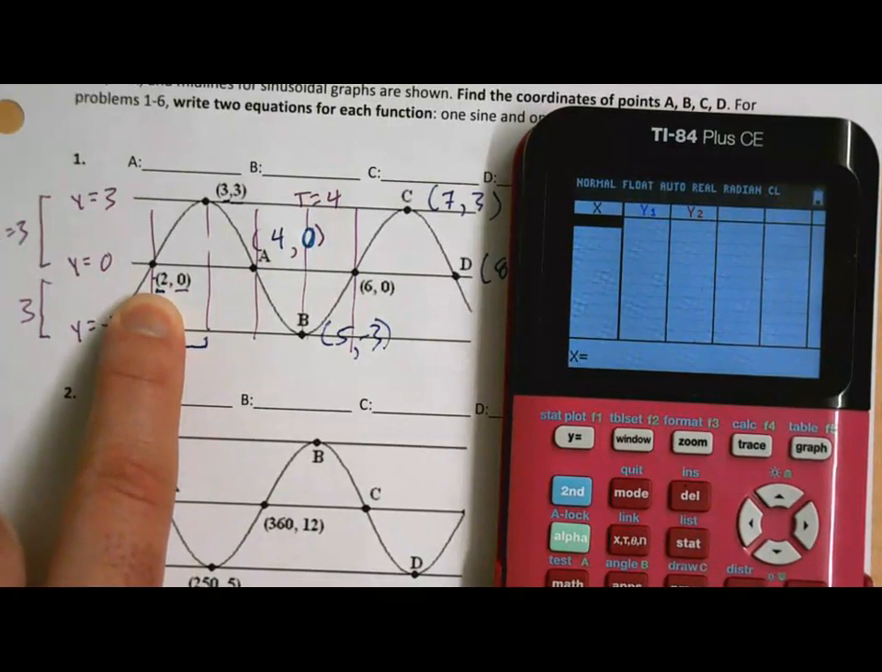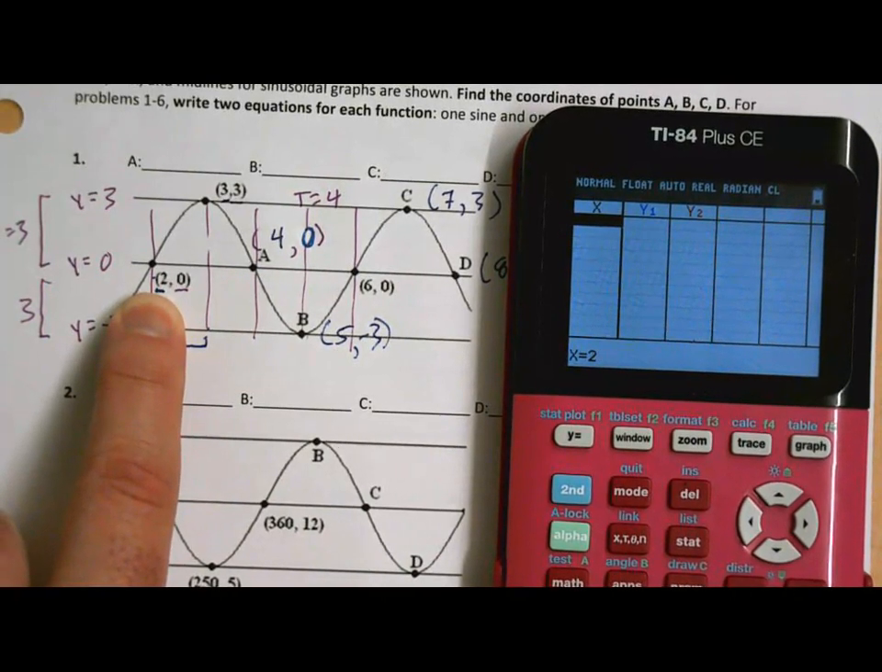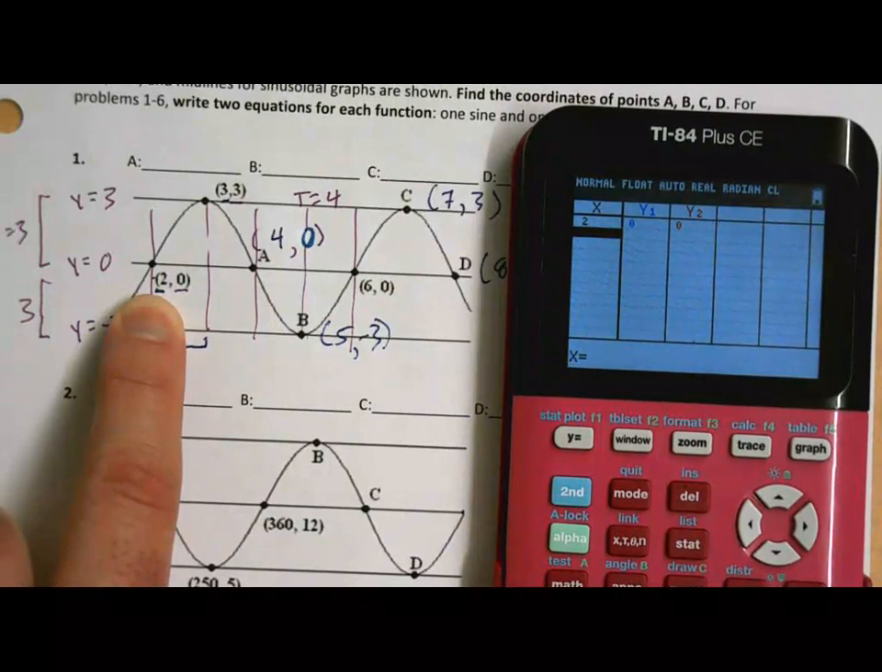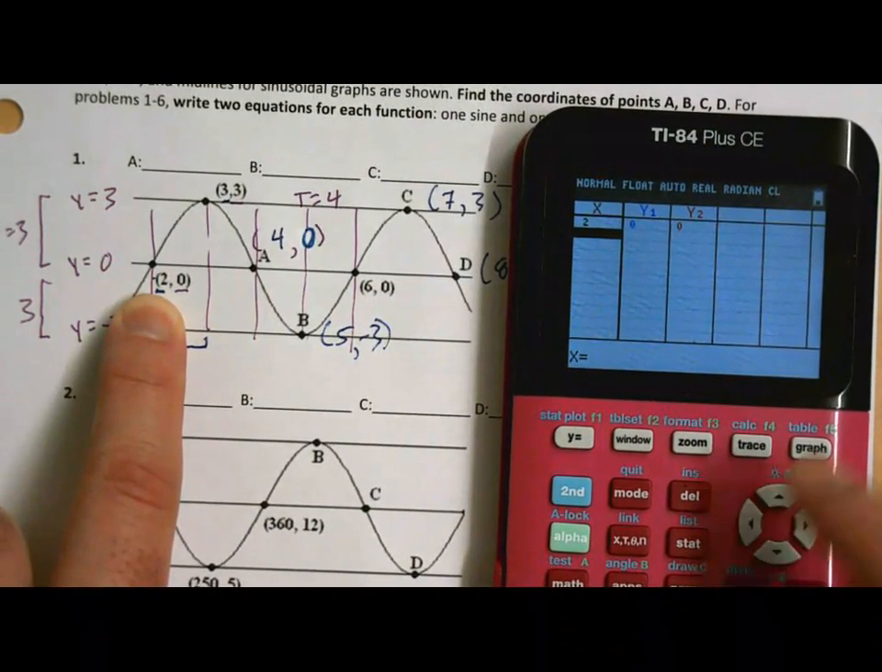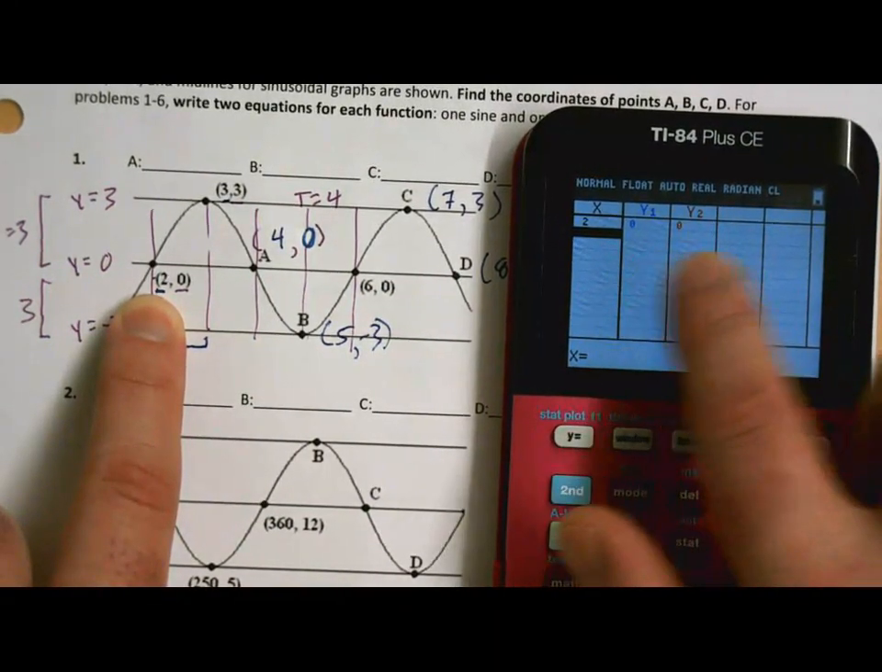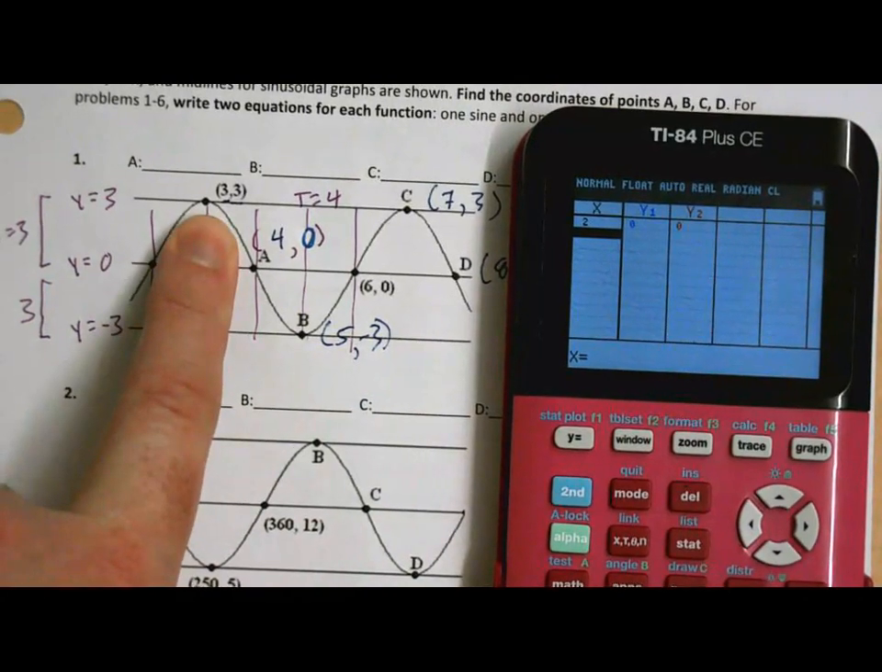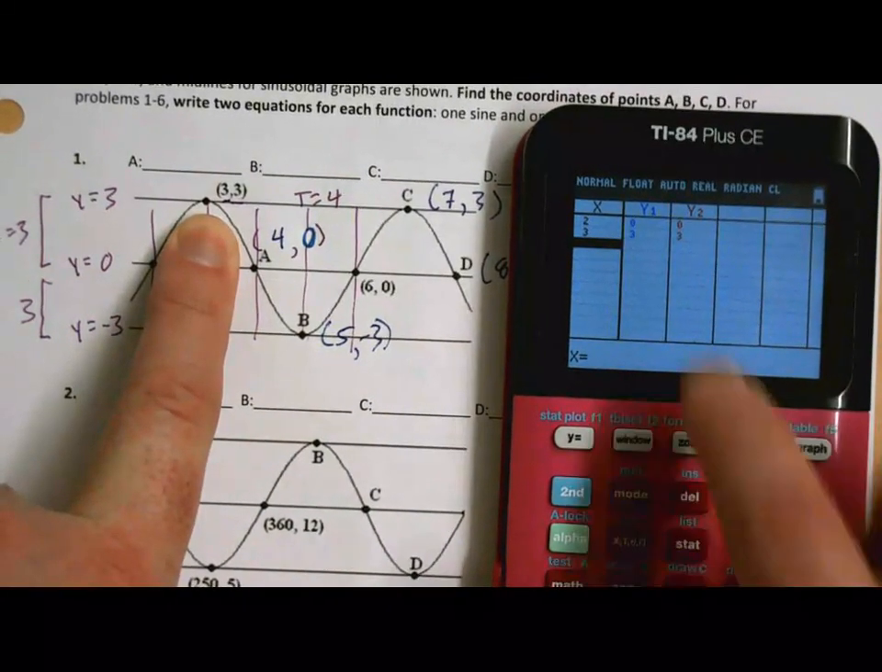So let's go ahead and put 2 in for x. So type in 2 and hit enter. And that's going to start the first row in your table. And we're hoping to see y values of 0 for both of those. That makes me feel good. Let me try 3. And we got 3s.